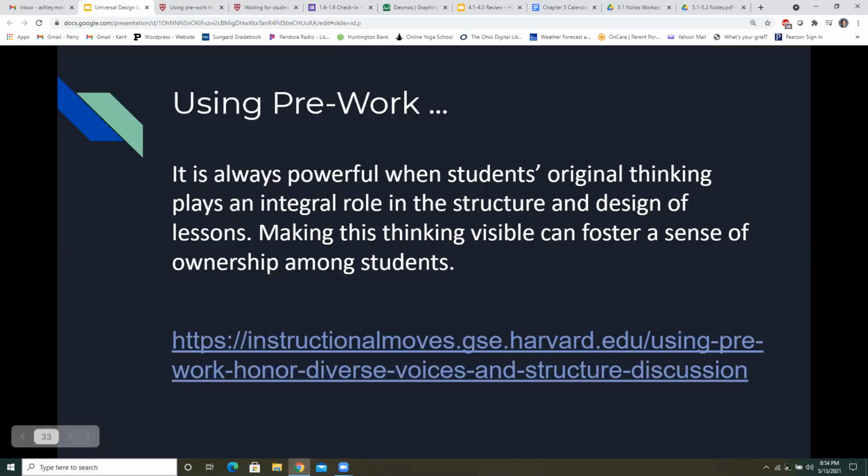So I hope this was helpful for you to think about ways of fostering ownership among your students by using pre-work. And just to add to that, I think it's a great idea. And in the high school setting, I like to frame it as the students are experts at certain problems. So they get assigned a problem. And this is a great way to differentiate.